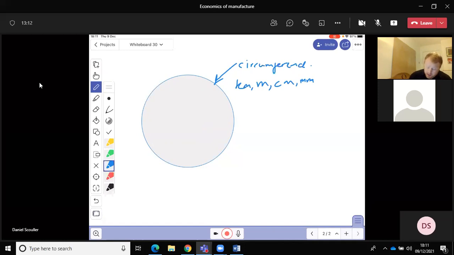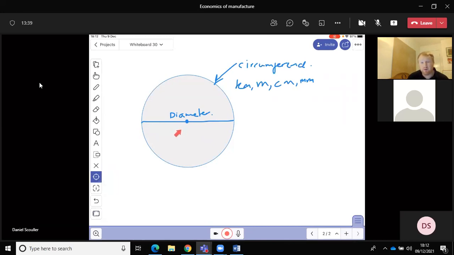Diameter, hopefully that's a nice straight line. Diameter is a straight line from one edge to the other. And very importantly, it goes through the middle of that circle. The diameter of that circle has to go through the centre of it, and that's really, really important. So it goes from one edge to the other and it goes through the centre.